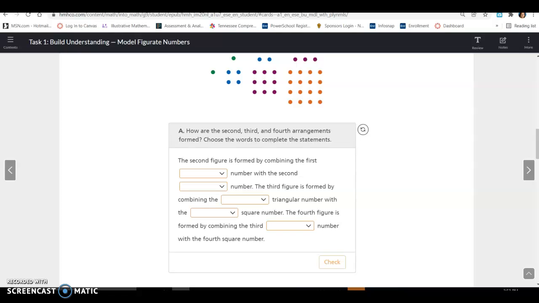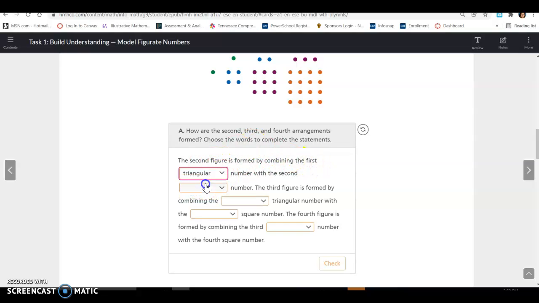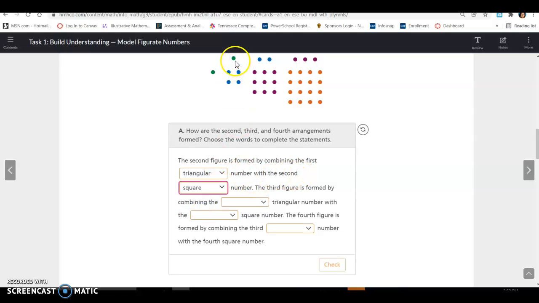All right, it says, how are the second, third, and fourth arrangements formed? Choose the words to complete the statements. So this is the first figure, second, third, fourth. The second figure is formed by combining the first triangular number with the second square number. So here was the triangle, and this represents the square.